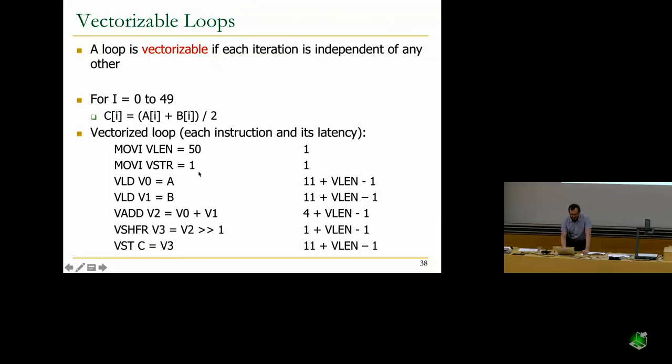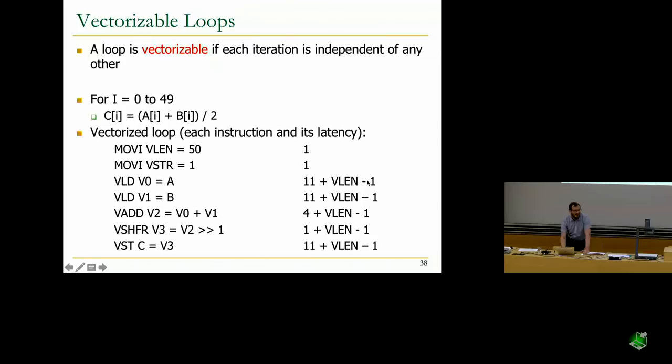Now, this is the vectorized part of the loop. These are scalar instructions to set up the vector machine. And you do a vector load starting from memory address A into vector register 0. And this takes 11 cycles to get the first data element. The next cycle, you get the next data element. The next cycle, you get the next data element. So this instruction finishes in 11 cycles plus vector length minus 1 number of cycles.